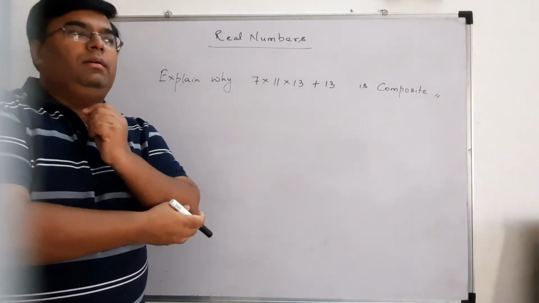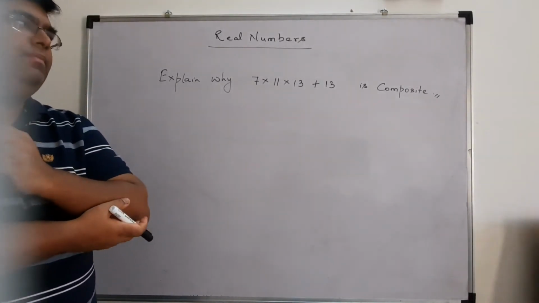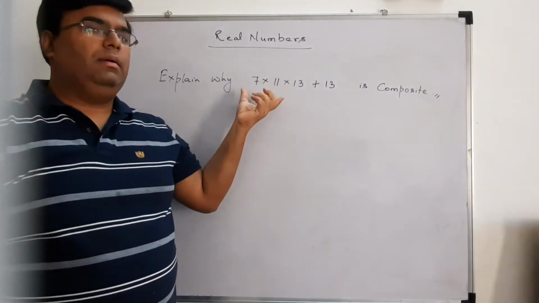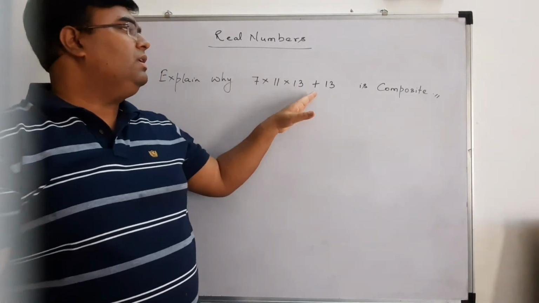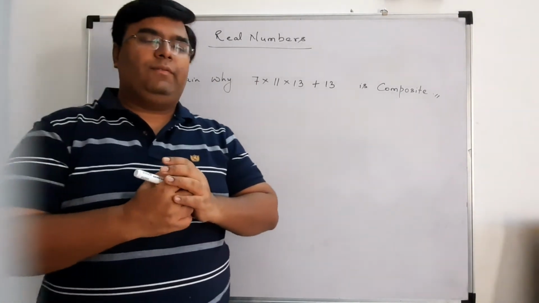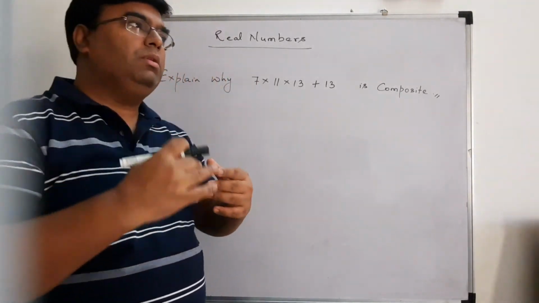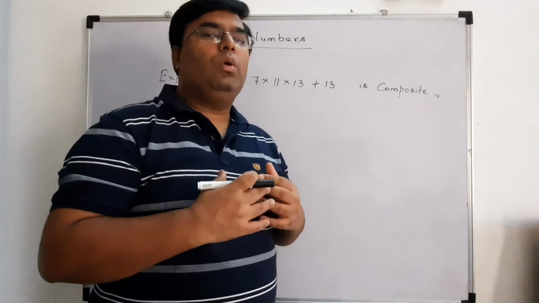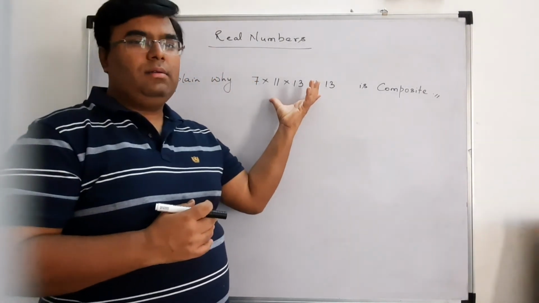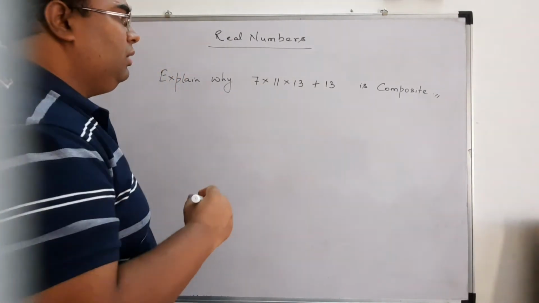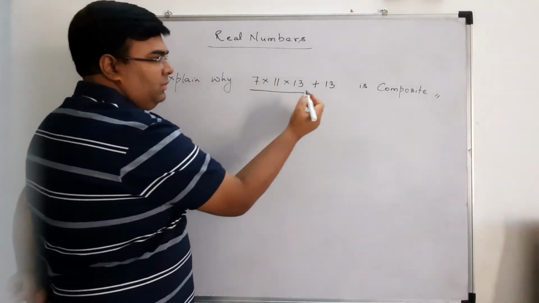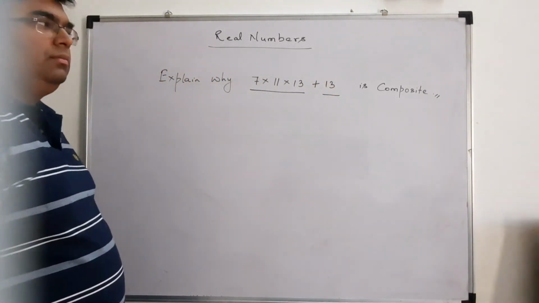Okay, and we will take one kind of question which comes like, explain why 7 multiplied by 11 multiplied by 13 plus 13 is a composite number. Okay, I have told you what is composite number. Composite number is a number which has more than two factors, right? And we need to prove it that it is a composite number.